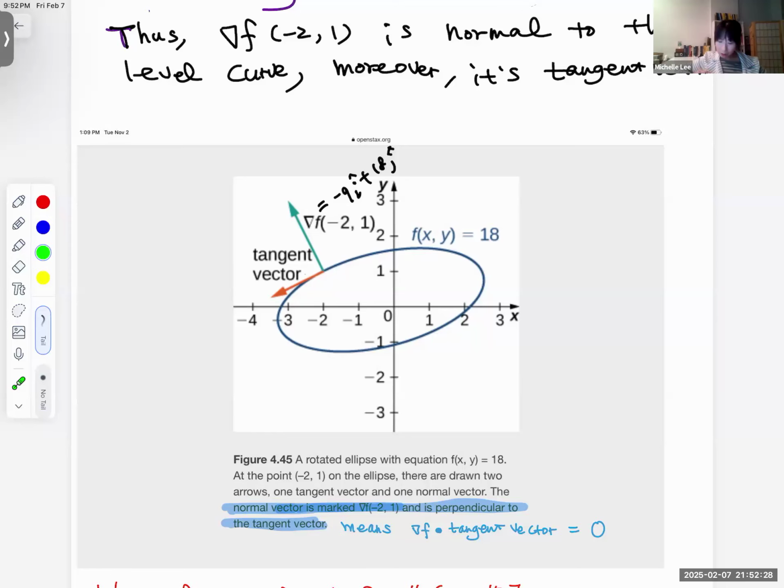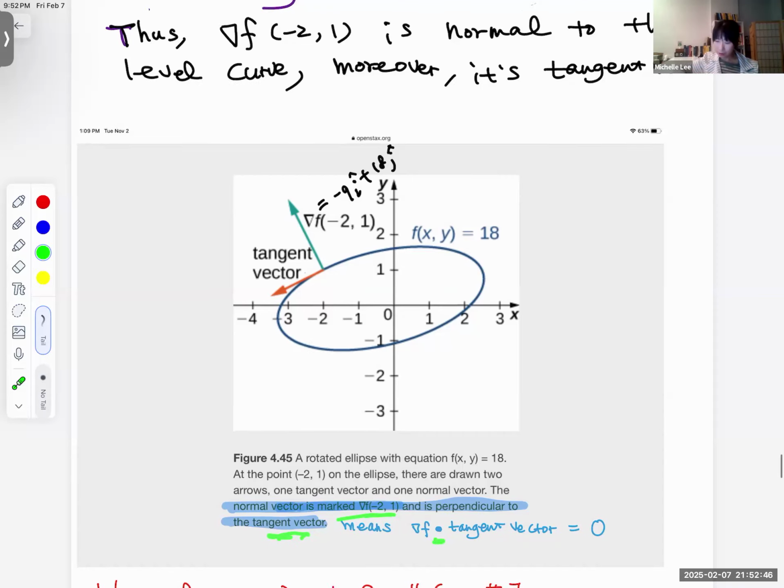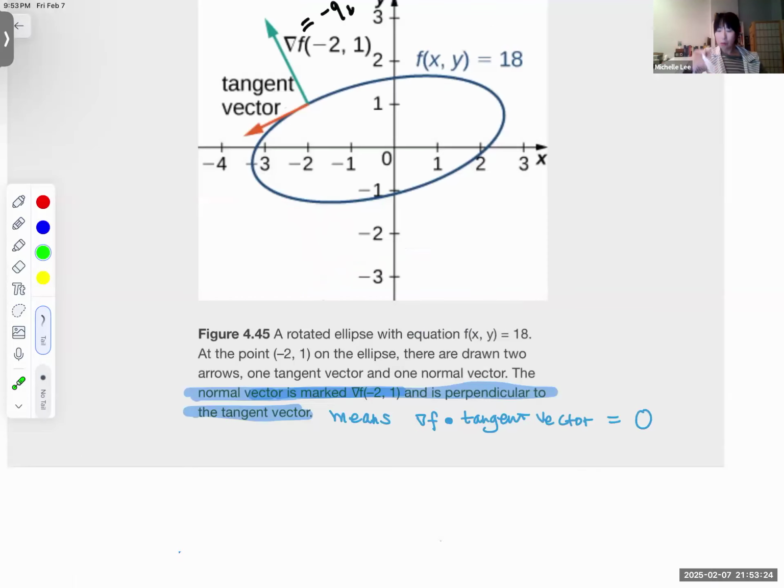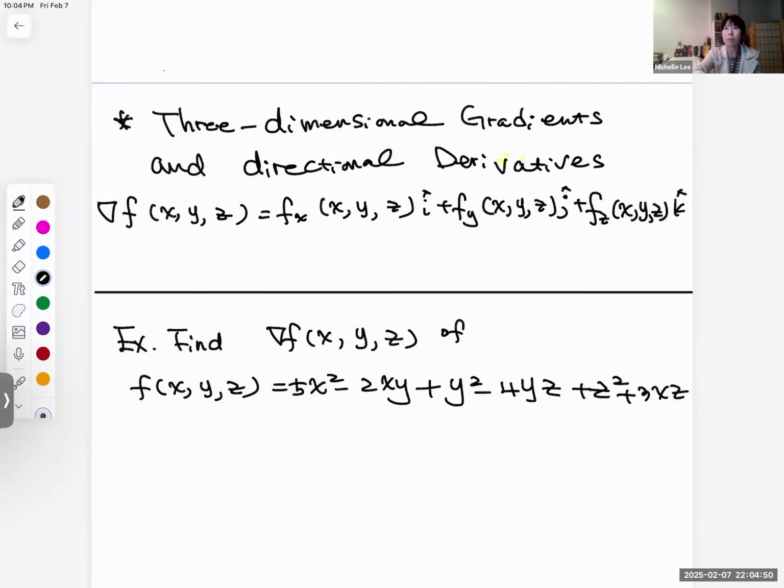All right, so I made a note here. The gradient and the tangent vector are perpendicular. So if we take a dot product, then it's zero, right? Right here, let me make it a little bit bigger. So 0.